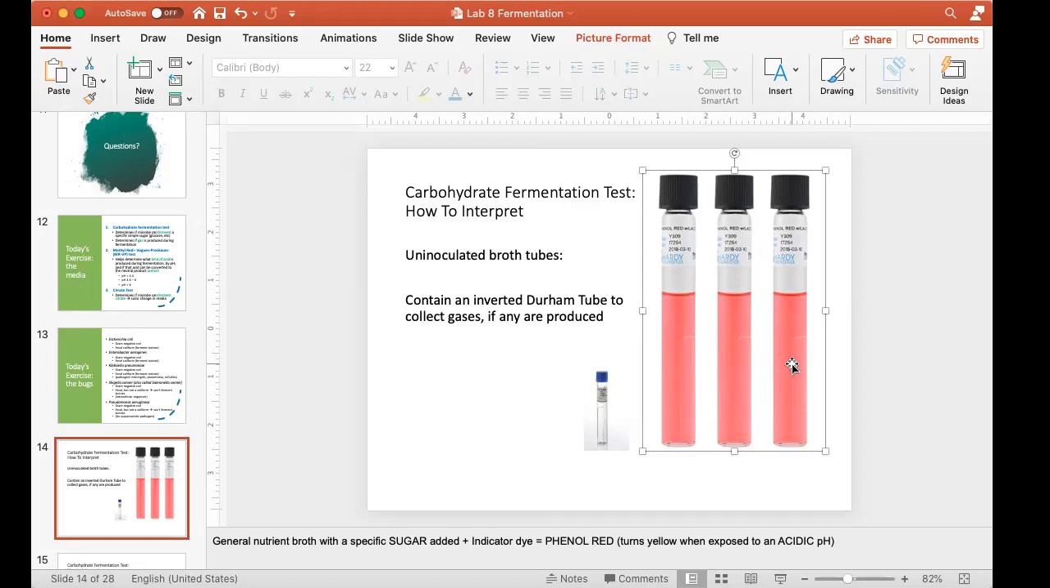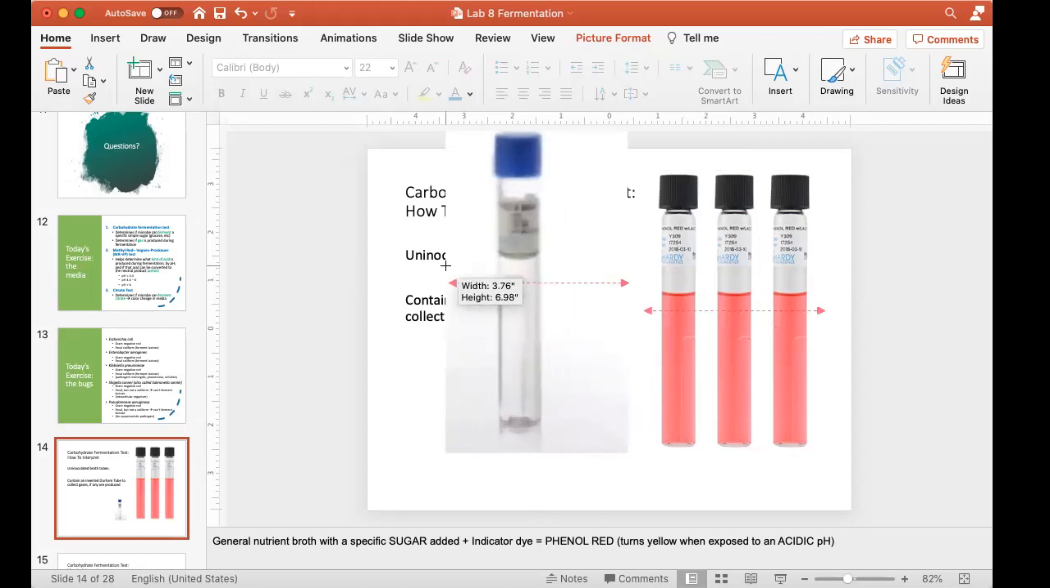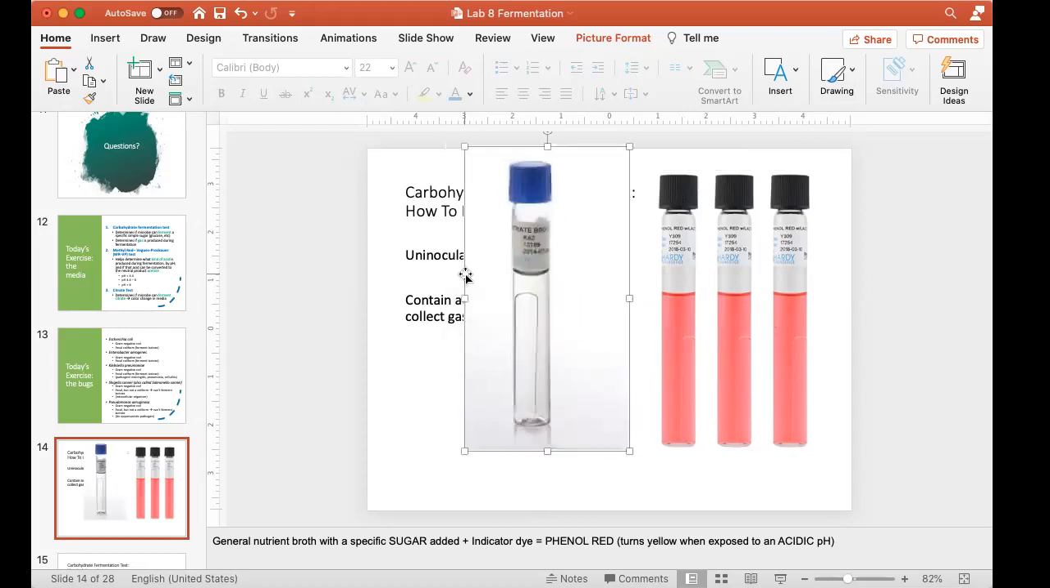They buy it from a commercial source because the other thing that this test has involved in it is this device called a Durham tube. So you can't really see it because the medium is red, but there's a little glass test tube in here called a Durham tube, a little tiny one, and it's upside down inside this bigger test tube. The Durham tube is used to see if any gas gets produced while the carbohydrate is metabolized.